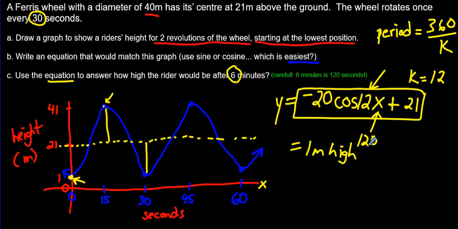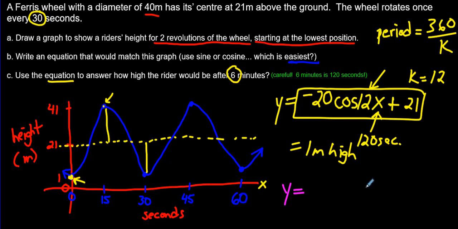Does that make sense at 120 seconds? Actually, it does, because 1 revolution is 30 seconds, 60 seconds, 90 seconds, 120 seconds. We should be at 1 meter high at 120 seconds. So this equation, we know we've done it right. Okay? Now, we could stop there. We could say thank you very much, folks, and the video is over. But just for fun, let's just try.